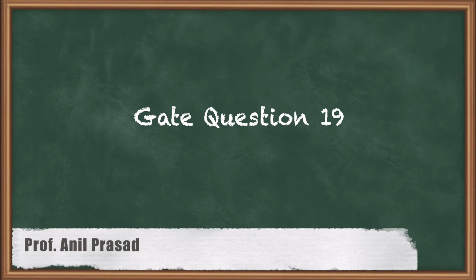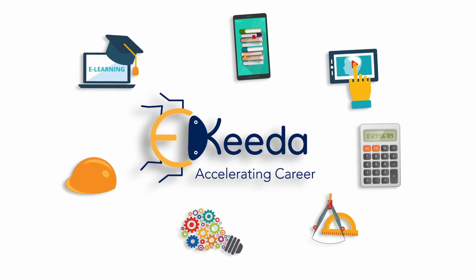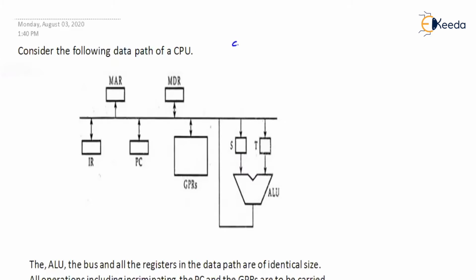Now, let us solve a question based on the ALU architecture. This question was given in 2005, for 2 marks, and this is a linked answer question. On the same data, we were given 2 questions. So let us have a look at this question.